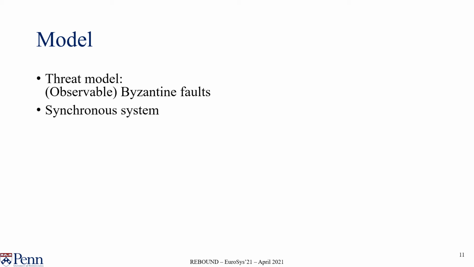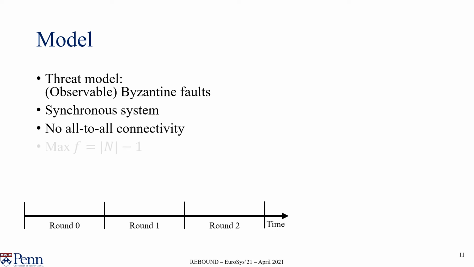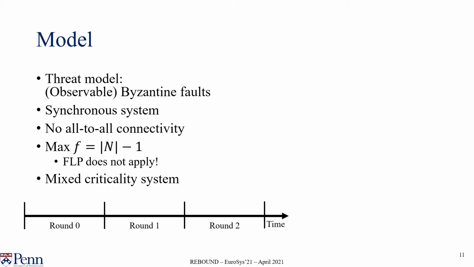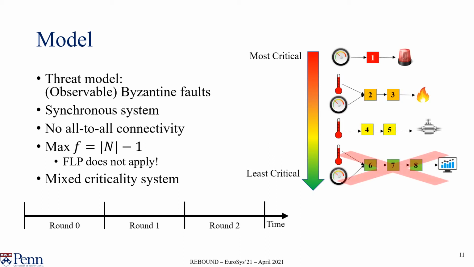We also assume our system is synchronous, meaning that continuous time can be divided up into discretized rounds. Our system does not need to have all-to-all connectivity. As is common in CPS, we can work with a combination of point-to-point links and buses. The maximum number of nodes in our system that can fail is one less than the total number of nodes. And finally, we have a mixed criticality system, meaning that we have some applications that are most important to keep running and some that we can drop when we don't have enough computational resources to run them.